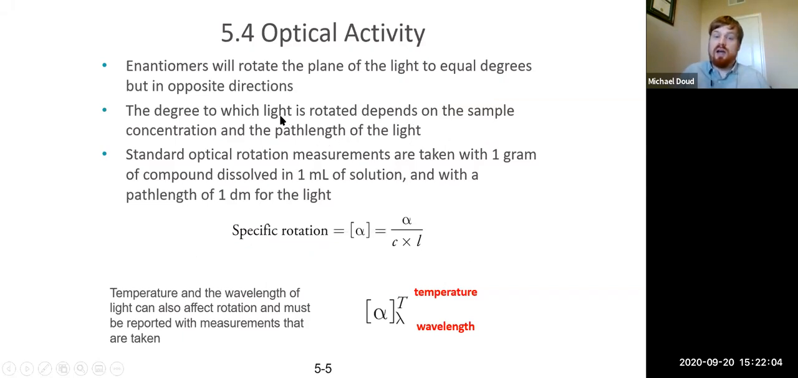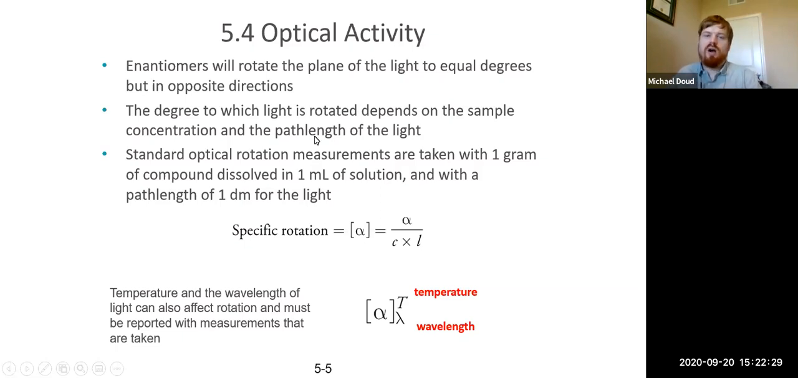Now, the degree to which it's rotated is going to depend on the concentration. That's going to make sense because the more molecules that the light hits, the more it's going to be rotated. And also the path length. So the path length is how far the light has to travel. The longer the path length, the more probable it is to run into one of these molecules. And that's going to cause that rotation. So there's a standard measurement that we use for it.